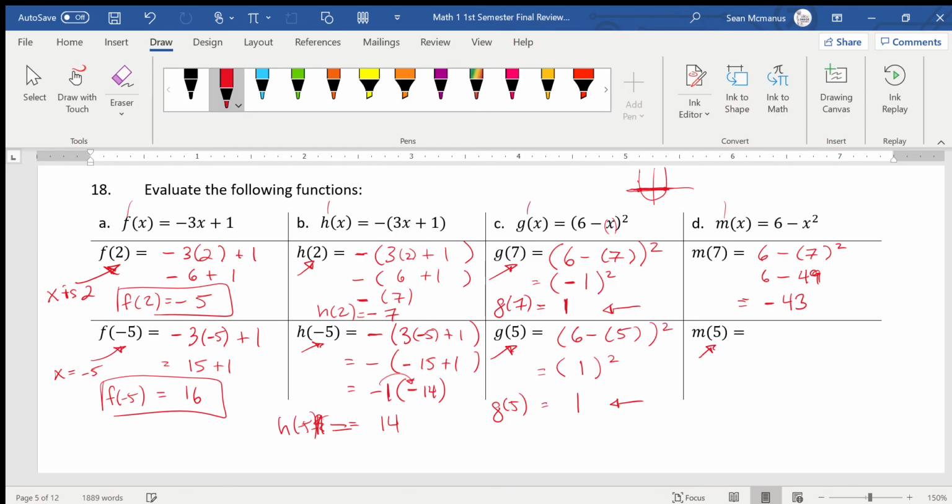Okay, last one, and then we'll break our video here. So m of 5 is 6 minus x squared, and I replace the x with the 5. 5 squared is 25. If I don't know what 6 minus 25 is, I know 25 minus 6 is 19, right? But I have to change the sign because I flipped the order.